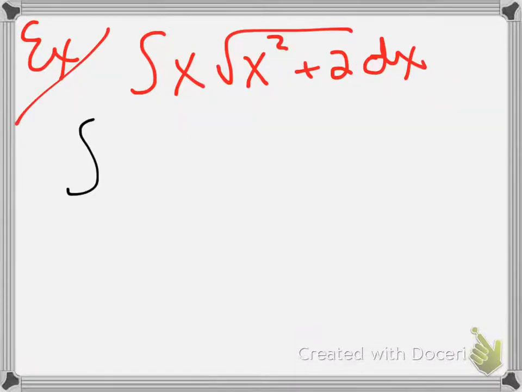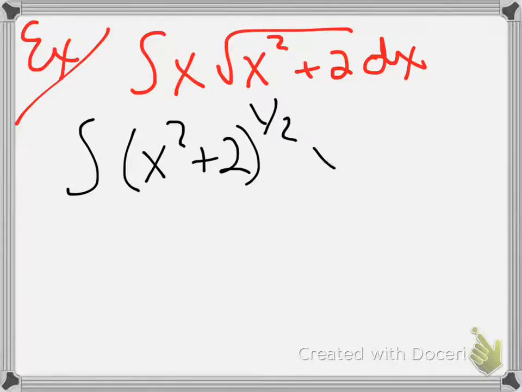Rewriting it first, I'm going to have x squared plus 2 to the 1/2 power, and then x, and then dx. Okay, this one's going to be a little bit trickier because when I ask, is x the derivative of x squared plus 2? It's close. What is the derivative of x squared plus 2? The derivative of x squared plus 2 would be 2x, right? So that really needs to be a 2.